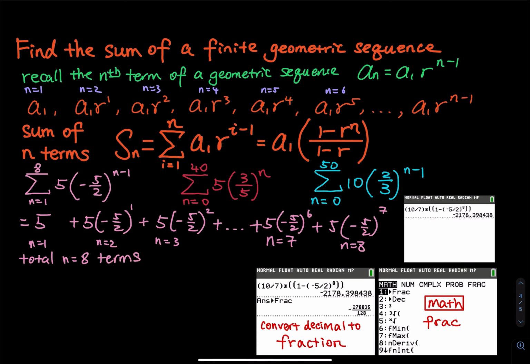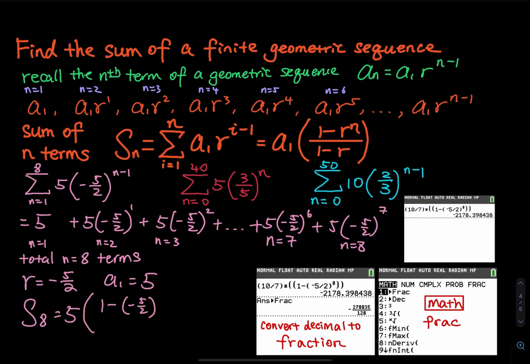And then what is the common ratio? The common ratio is r equals negative 5 over 2, and the first term is equal to 5. And then what is the sum? We have S_8, with 8 terms. So this is 5 times 1 minus the common ratio, negative 5 over 2, to the 8th power. Here is the problem. The problem is we have an 8th power, and the bottom is 1 minus the common ratio.